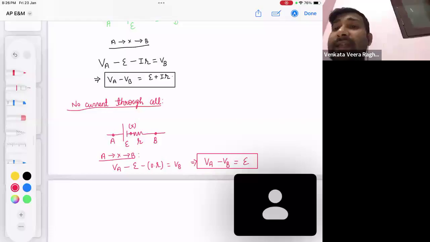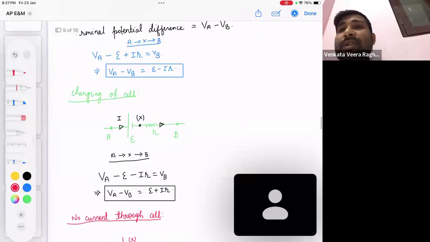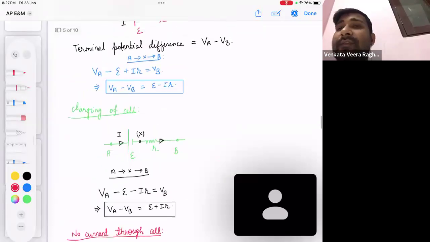So whenever a cell is connected in a circuit, and if the circuit is complete, there are two possibilities. Either the cell will be discharging, meaning it will be providing current and energy to the circuit, or it will be charging, meaning it is receiving energy from the circuit. In both cases, if it is discharging, the potential difference we got is E minus IR. If it is charging, we got E plus IR. But if there is no current through the cell, then the potential difference will be equal to EMF.